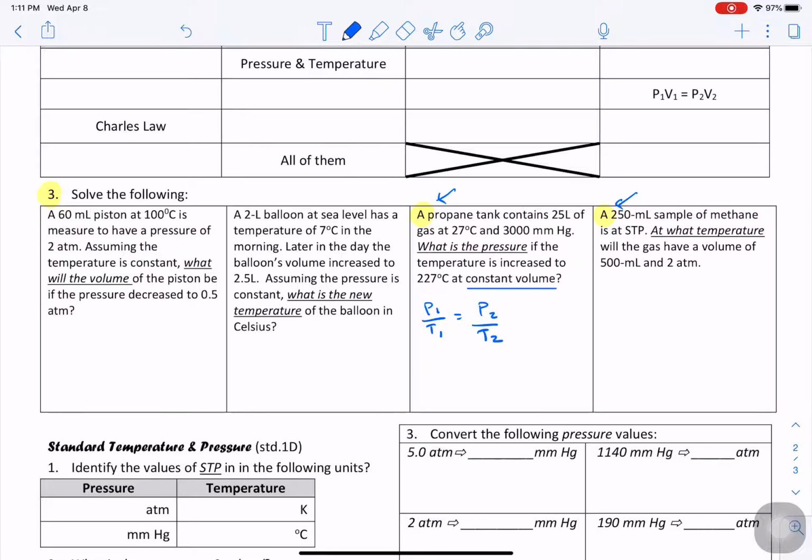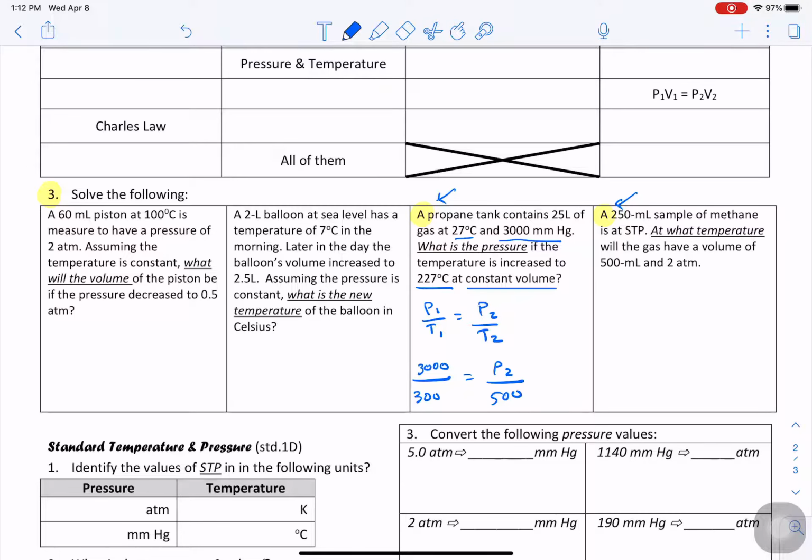All right, so our initial temperature is 27 degrees Celsius. That is 300 Kelvin. Our initial pressure is 3,000 millimeters of mercury, and we can just keep it in millimeters of mercury. That's totally fine. So I'm going to plug this in. I'm going to put 3,000 all over 300, and this is going to equal P2 all over the final temperature, which is 227 degrees Celsius, which comes out to be 500.